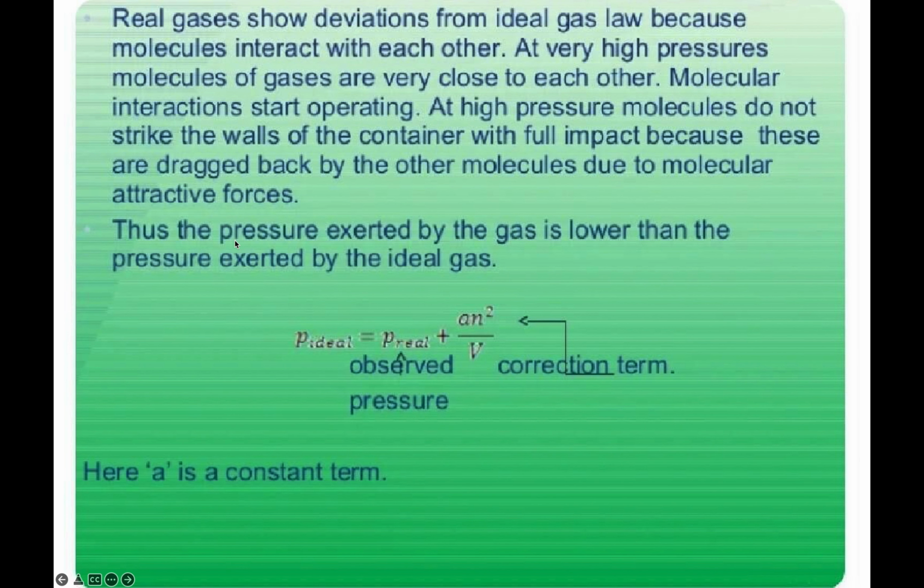Okay, next one. So you know that real gases show deviations from ideal gas because the molecules of a real gas will interact with each other. So what happens at high pressure, molecules of the gases are very close to each other and they start interacting with each other. So at high pressures, molecules do not strike the wall of the container with full impact because they will be dragged or pulled back by the other molecules due to molecular attractive forces. The pressure exerted by the gas will be lower than the pressure exerted by the ideal gas. So P ideal is equal to P real plus an^2 by V^2. This is the correction term. a is a constant here.